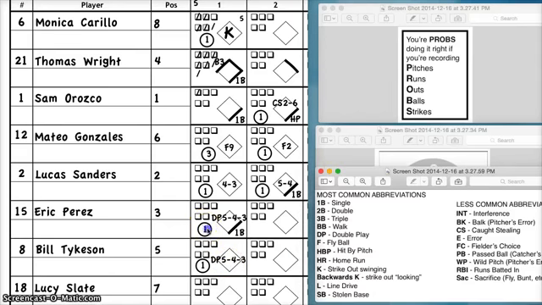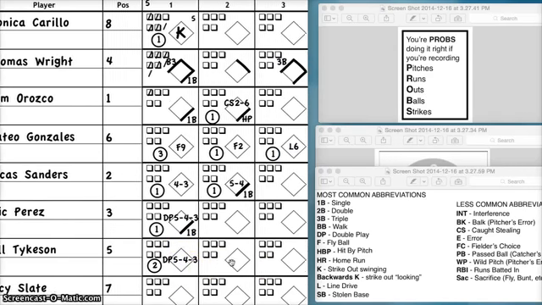So Eric would have been the first out of the inning, so that would be a 1, and we would write that that's how he got out. And then Bill would have been the second out because the second baseman would have thrown it to first to get him out too. So that's how we note all of that information.